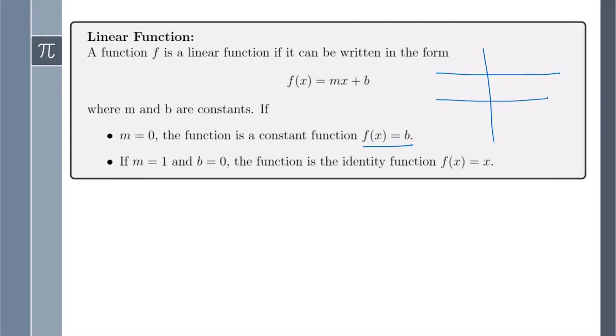So if you graph that, that looks just like a horizontal line. So if this is b, that y value is b, then this is the graph of y equals b, or f of x equals b. So that's how the graph of a constant function looks like.